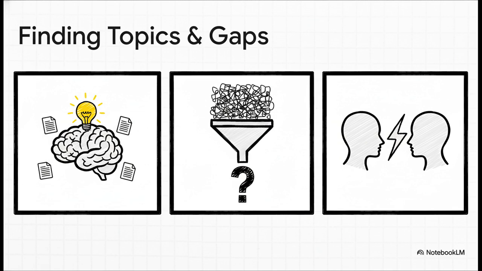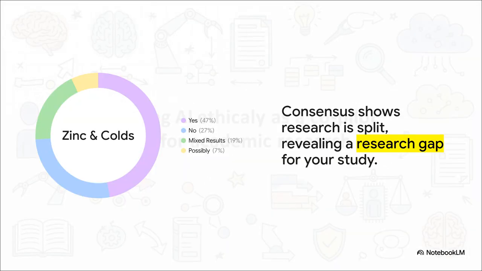And this other tool, Consensus, it does something that's just brilliant. It shows you exactly where other researchers disagree. Now look at this. This is a perfect example of how you can literally see a research gap. You ask Consensus a simple question like, does zinc help with cold symptoms? And boom, it shows you the research is totally split.